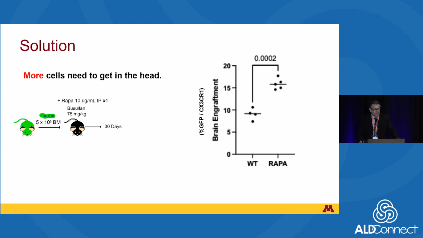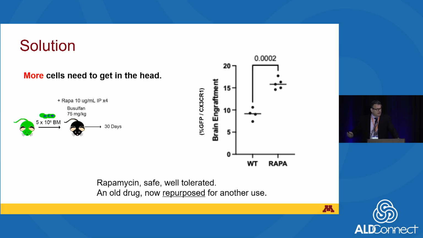So now we've found a drug that is in all our pharmacies. It's a safe drug. It's well tolerated. We use it all the time as transplanters. It's repurposed now for another use. And so we've solved yet, I think, another problem with the therapy: we can get more cells to the head for efficient arresting of cerebral ALD.